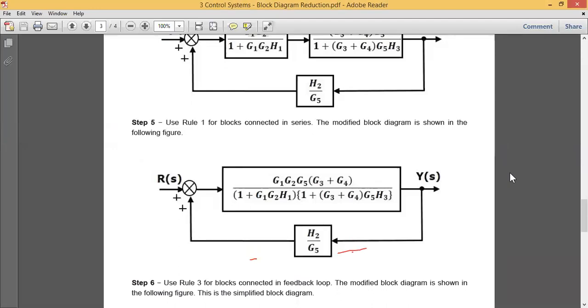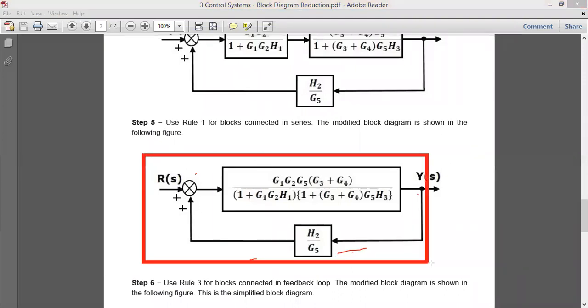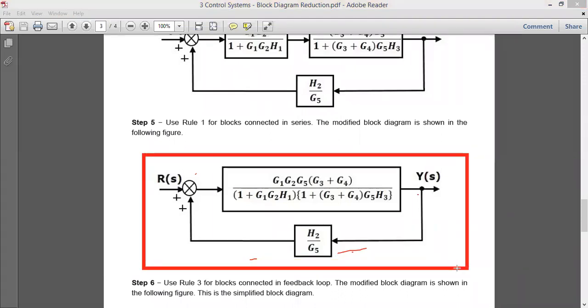Now apply again all the rules. What do all the rules say? Check for any series connection. I don't have any series connection. Check for parallel. I don't have any parallel. Third is check for any takeoff points. I don't have any takeoff points because it is almost the output. Check for any summation. Yes, I do have summation. Okay, but check for the feedback. Is any feedback available? Yes, there is a feedback. Where is that feedback? It is here. The whole diagram itself is nothing but a feedback.